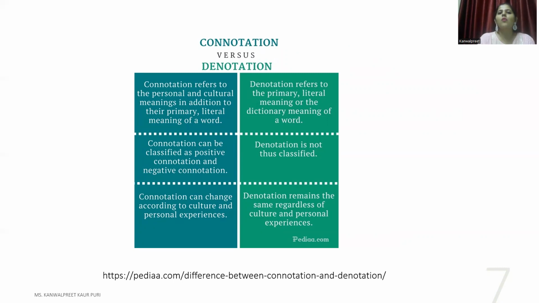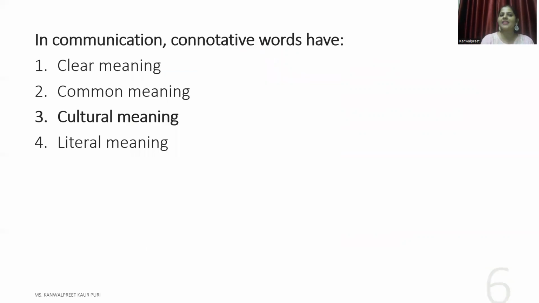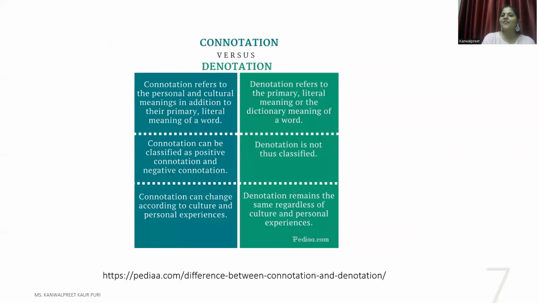So let's read what is connotation. It refers to the personal and cultural meanings in addition to the primary literal meaning of a word. If you are aware of this concept, you could have easily answered. The question itself asks, in communication connotative words have, and the third option is cultural meaning. The definition itself talks about personal and cultural meaning. So it was so easy, provided you know the meaning of this particular concept.